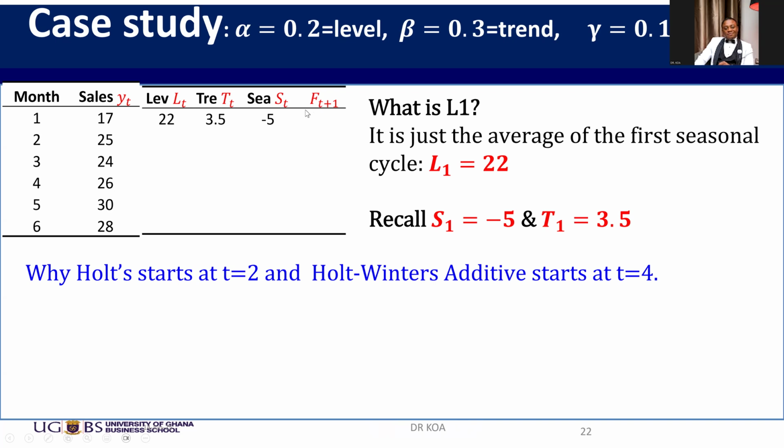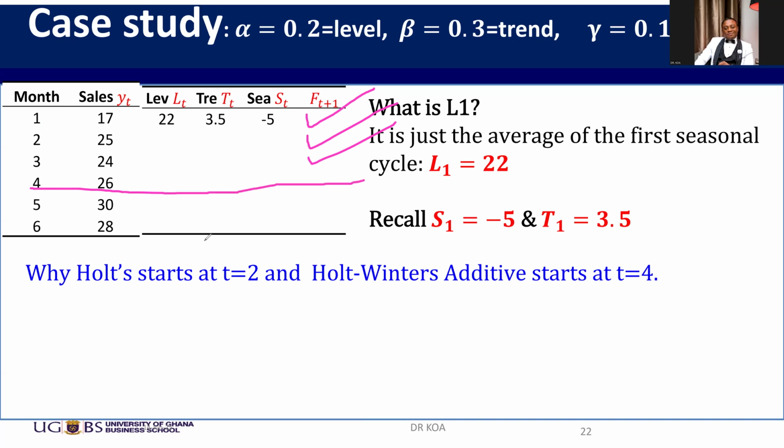hot winter. Now, the Holt-Winters started from period 2, if you can remember the previous one. We left the first row empty. We are still going to leave the first row empty for the Holt-Winters. We are not going to be able to find the forecast for this. I'm sure by now you should know why we cannot find the forecast for this. But we can find the forecast starting from period 4 here.